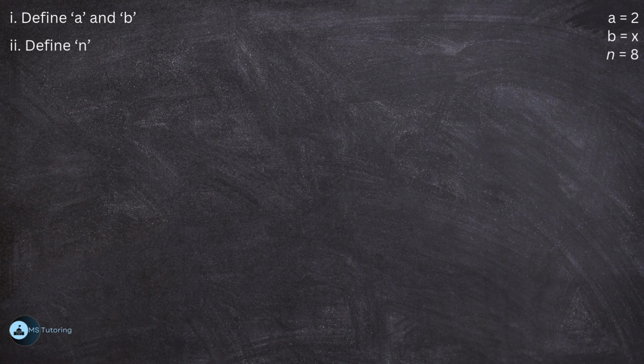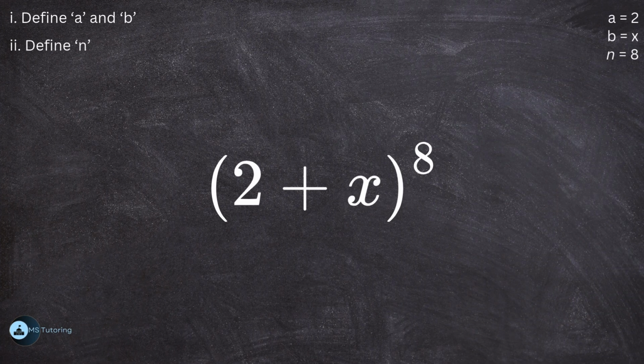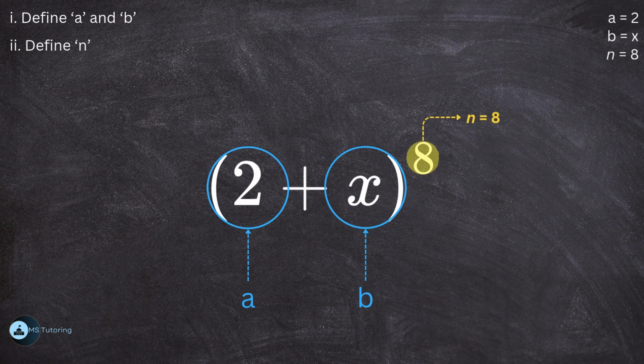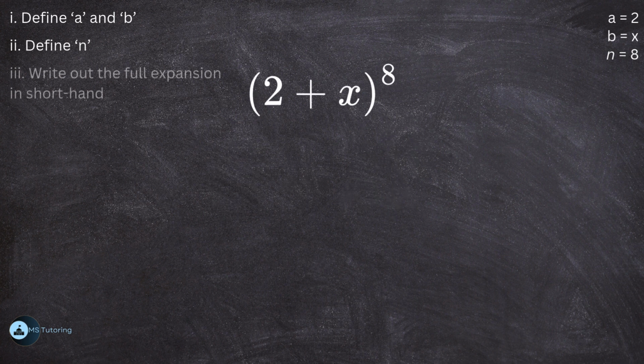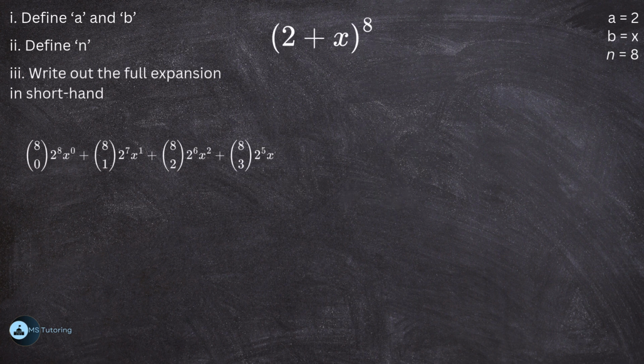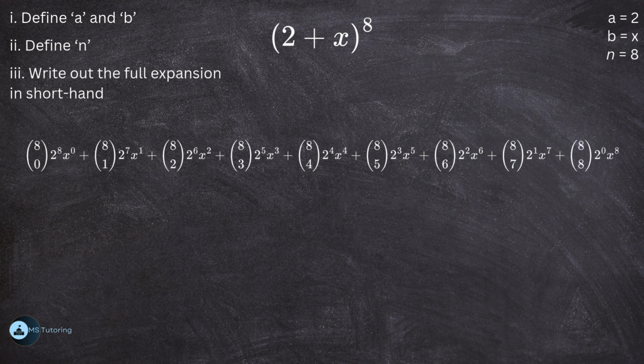When we get given a binomial expansion, as we do here with (2 + x) to the power 8, we should always begin by defining our a, b, and n values to get our bearings. From there, we can immediately see we'll have a total of 9 terms or chapters in our expansion, and we can write this out in shorthand form very easily. By doing this, we're not actually expanding the binomial, but summarizing what each chapter will be and what versions of our two numbers exist in each chapter.